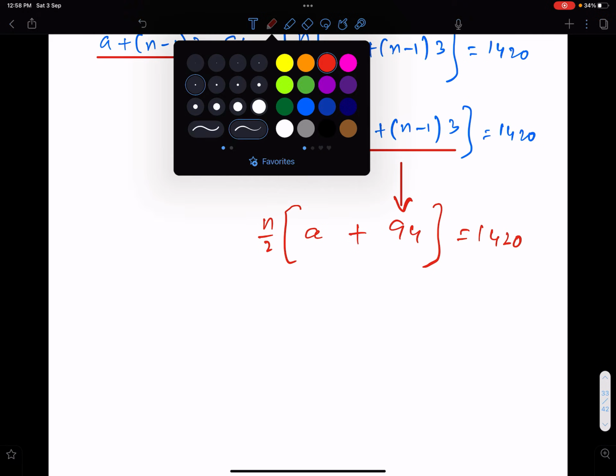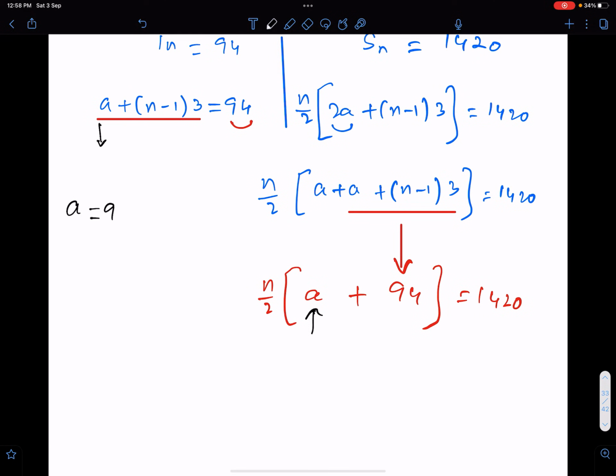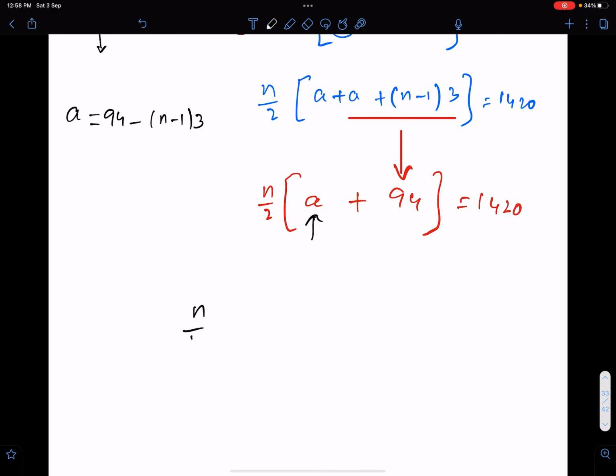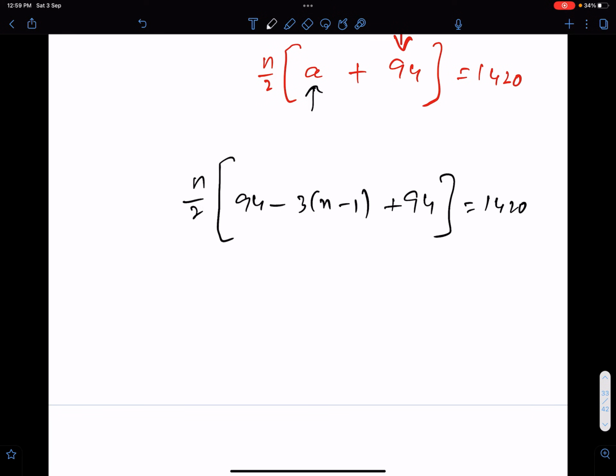Now find A from here so that we can substitute A here. So A is 94 minus (n minus 1) times 3. So we have n upon 2 times (94 minus 3(n minus 1) plus 94). So when you solve this equation, you will get the values of n, and you have to decide the right value of n.